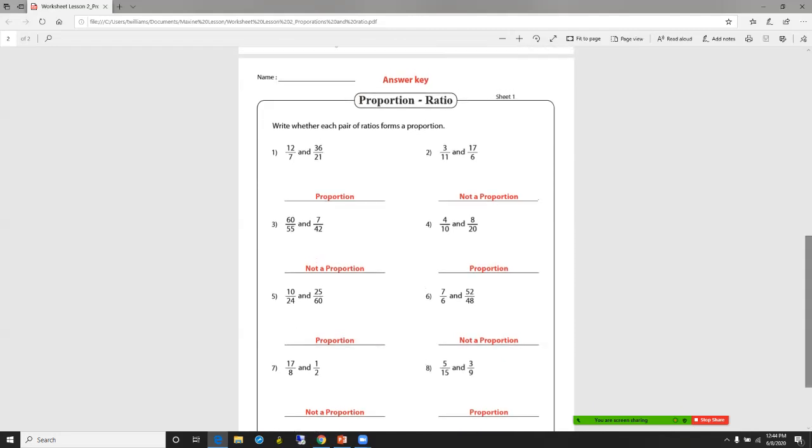Number 7, let's look at number 7. We have 17 over 8, and we got 1/2. You can just look at that problem and tell me that it is not a proportion. You got 17 over 8 and you got 1/2. It's not a proportion. Let's look at number 8. Number 8 has 5 over 15 and 3 over 9.